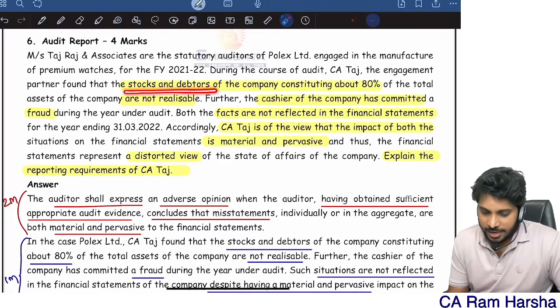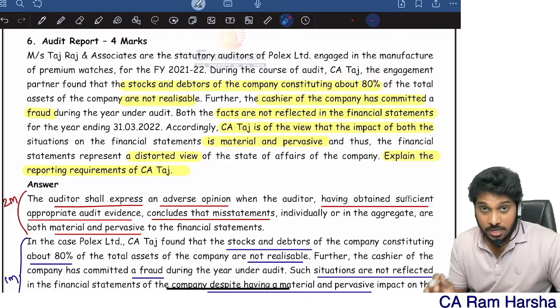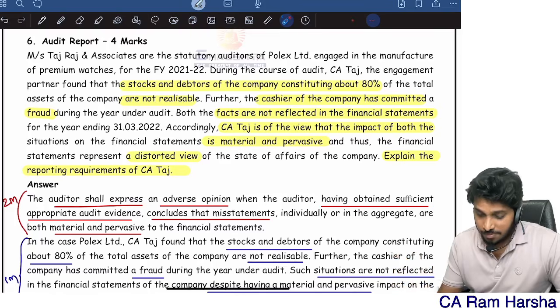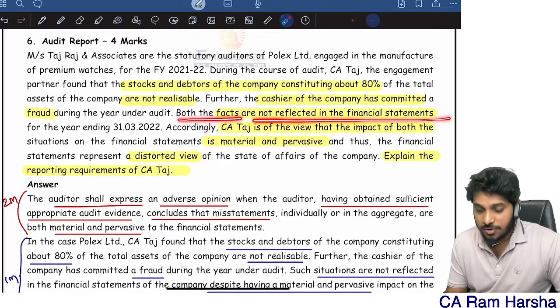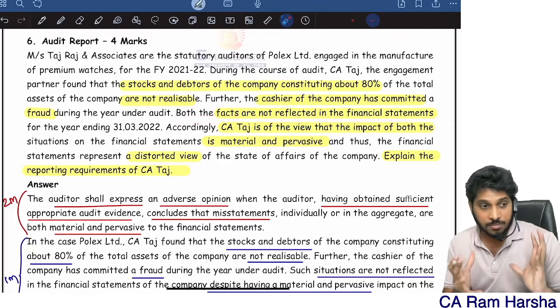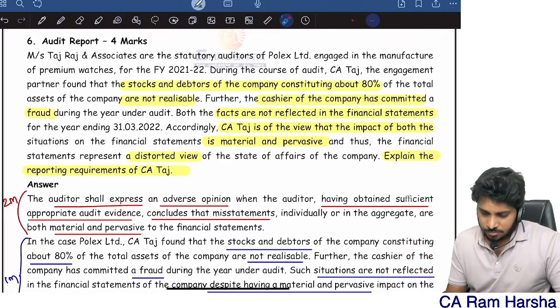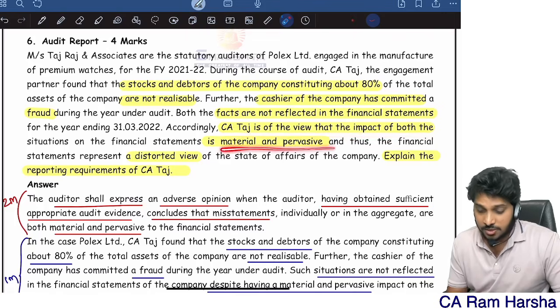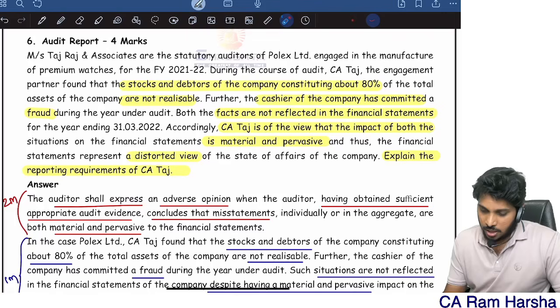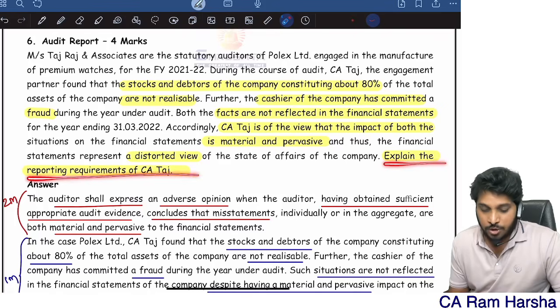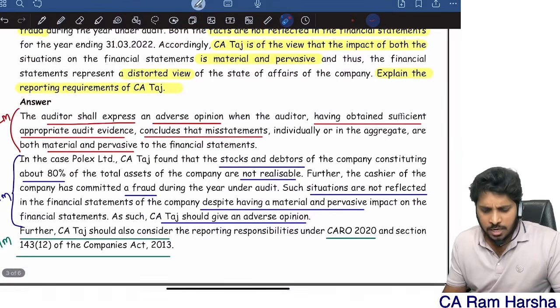Stock and debtors of the company constitute 80%. Key point of the question: they are not realizable. Stock and debtors are not realizable, so 80% of the total balance sheet is waste. The cashier of the company committed a fraud. Both the facts are not reflected in the financials. So 80% of the company's financial position is not reflected correctly in the financial statements. CA Taj is of the view that the impact is material and pervasive. Yes, correct, because financials are giving a very distorted view. Explain the reporting requirement. He shall express an adverse opinion.